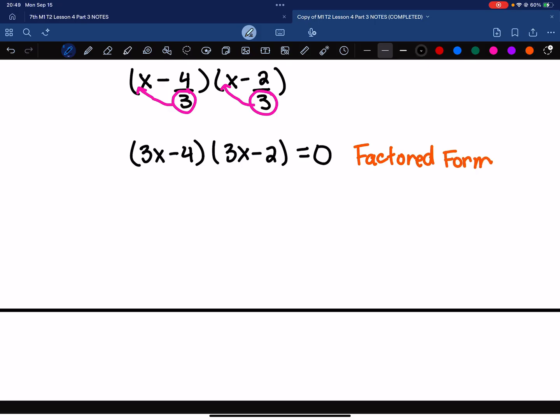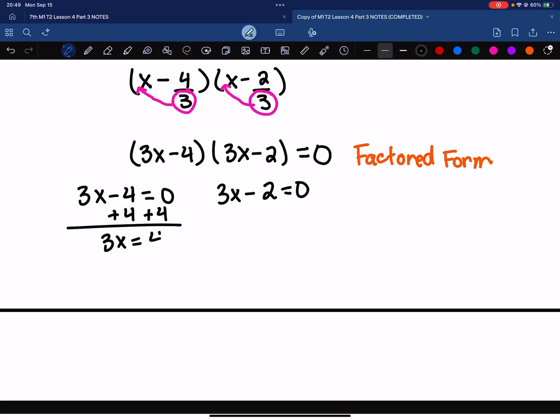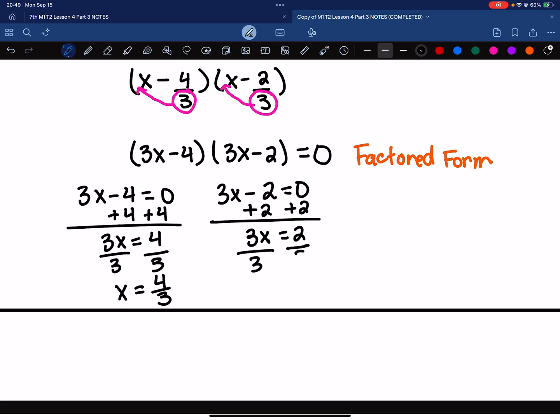Now that we have it factored, we can set each factor equal to 0, and we can solve for x. So on the first one, we will add 4 to both sides. We get 3x equals 4. Then we will divide by 3, and we get x is equal to 4/3. On the second equation, we are going to add 2 to both sides. We get 3x is equal to 2. Divide both sides by 3, and we get x is equal to 2/3. Okay, and so those would be our zeros.